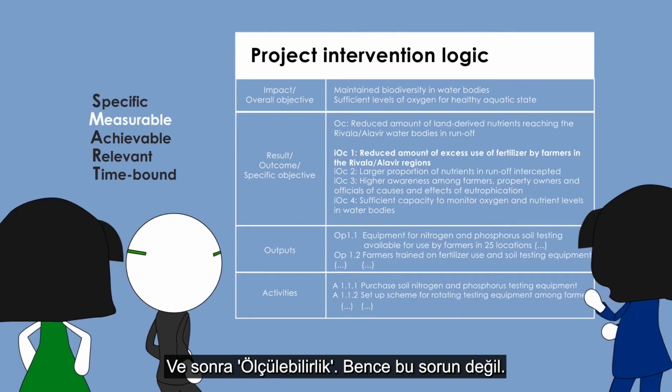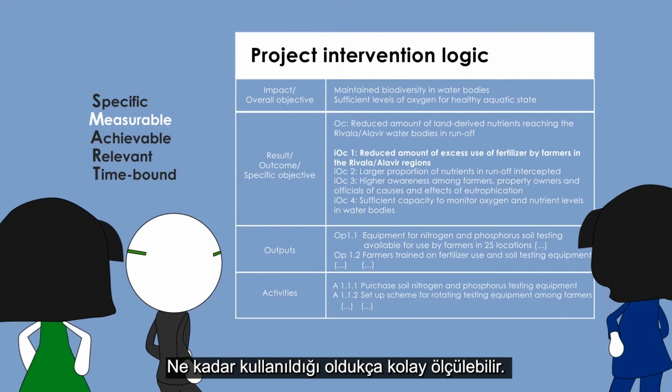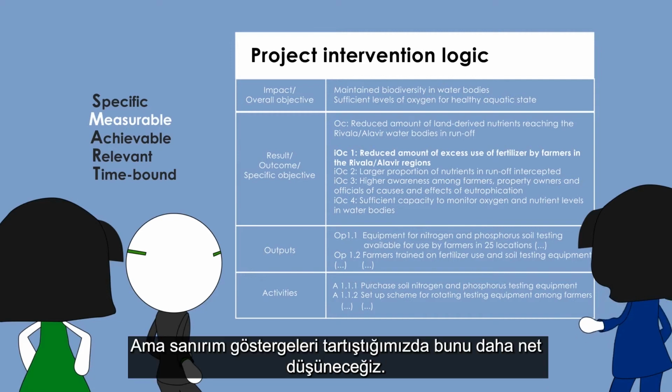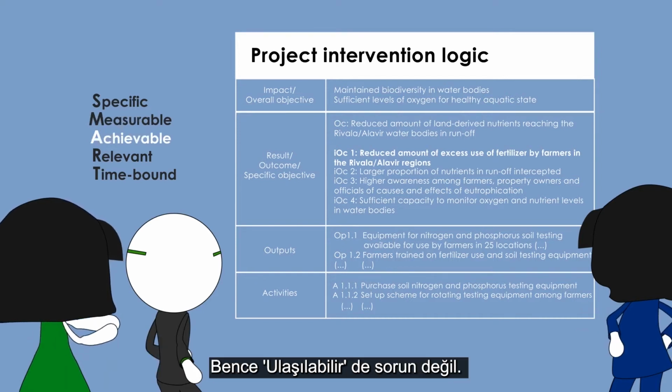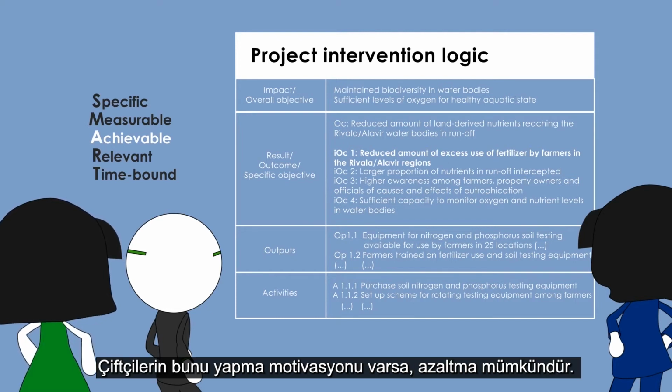And then measurability. I think this is okay. It can be measured how much is used quite easily. But I guess we will think about this more precisely when we discuss indicators. I think the A for achievable is also okay. A reduction is possible if farmers have the motivation to do so.